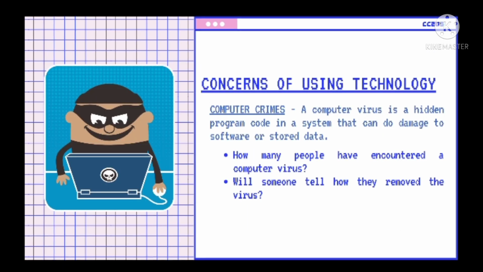Computer crimes. A computer virus is a hidden program code in a system that can do damage to software or stored data. How many people have encountered a computer virus? Will some tell how they remove the virus?